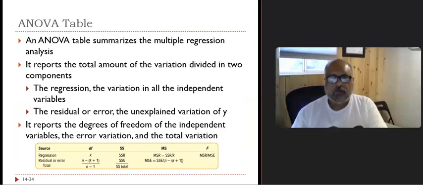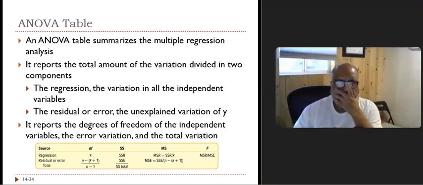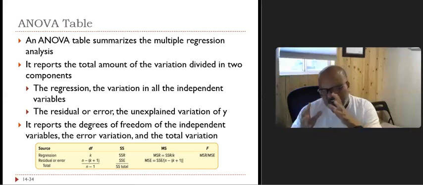All right, so we can use ANOVA analysis also. ANOVA is analysis of variance, not variation. Analysis of variance, ANOVA. Those tables, as you can see here, right? This one formula is here. They summarize the table. This summarizes the multiple regression analysis.